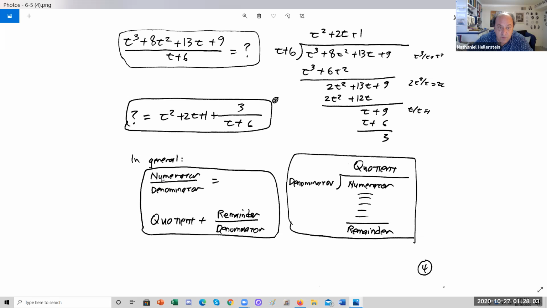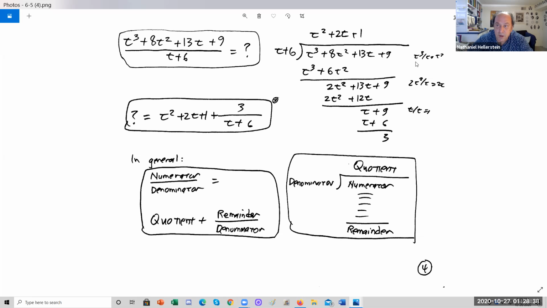In fact, in general, if you have numerator over denominator and you do the division, and after a bunch of subtractions you get a quotient and a remainder, then the ratio is quotient plus remainder over denominator, like that. So, for example, here we have t cubed plus 8t squared plus 13t plus 9, all divided by t plus 6. So I'll put the numerator in here, t cubed, 8t squared, 13t plus 9, and the t plus 6 outside. And we take ratios of leading terms.